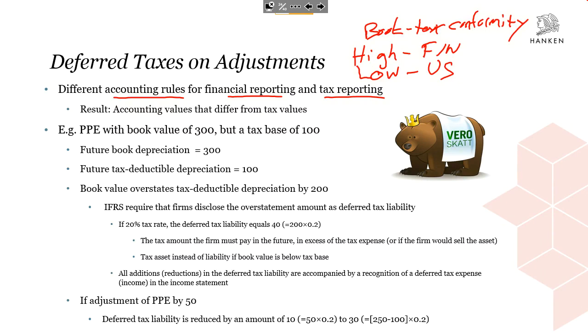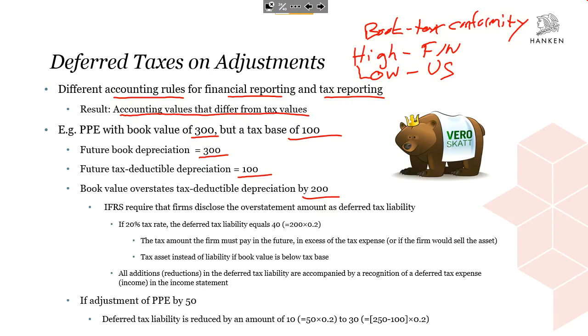Everything results in accounting values that differ from tax values. So consider this simple example. Let's say that we have some building, a property, plant, and equipment item with a book value of 300. The tax base is 100. If we depreciate this asset over time in the books, we can do so with the maximum amount of 300. In the tax books, we can only deduct a maximum of 100. So the book value overstates the tax deductible depreciation by 200. 300 minus 100 is 200.